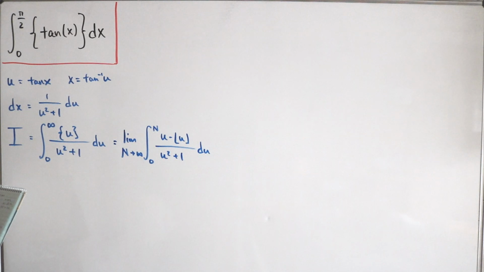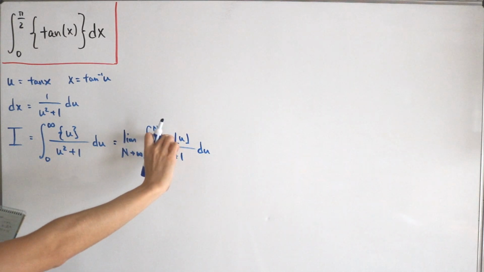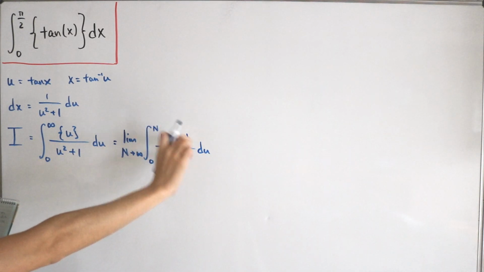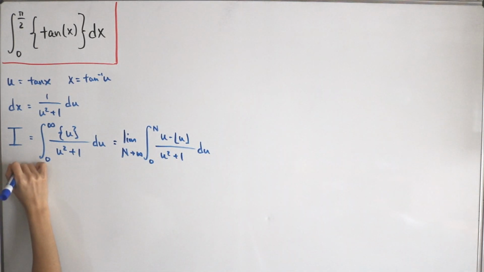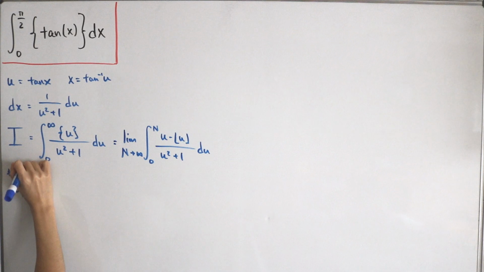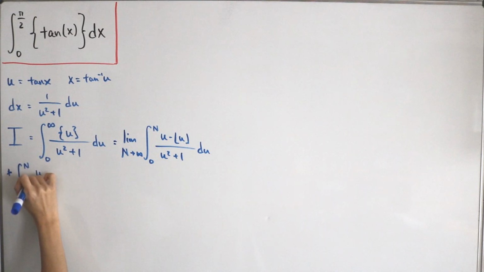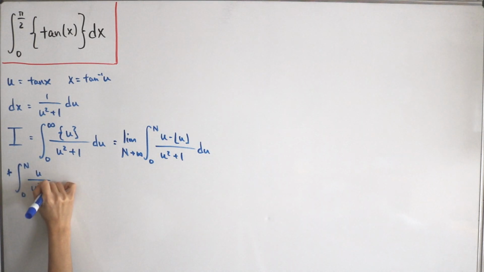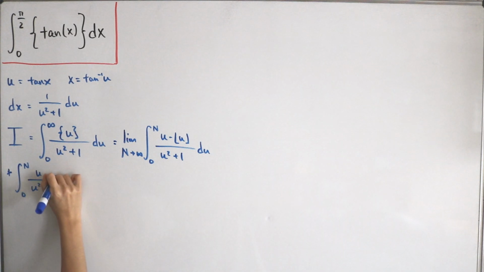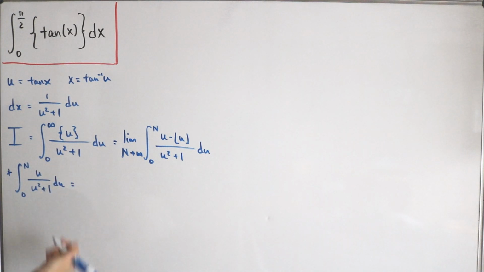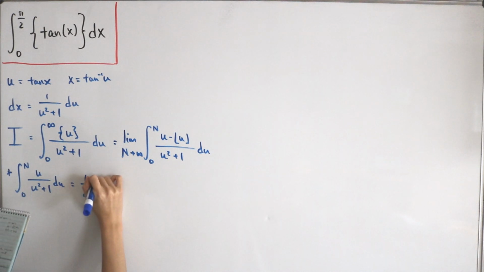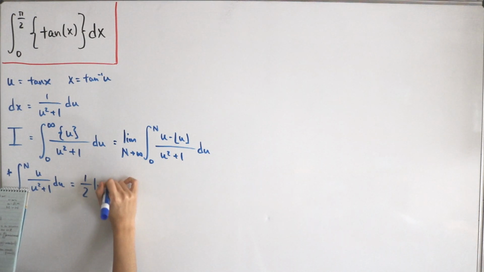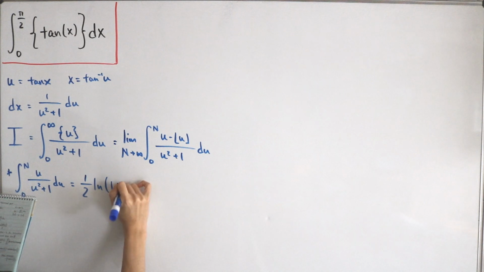With this in mind, let's take things one step at a time, and split this up in terms of linearity. The first thing we want to deal with is the definite integral from 0 to capital N of u divided by u squared plus 1. Of course, this is very simple to see that you can just apply a u substitution. So by the antiderivative, this is 1/2 multiplied by the natural log of 1 plus u squared.